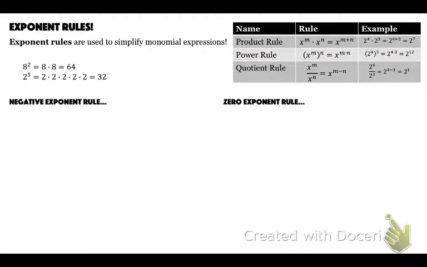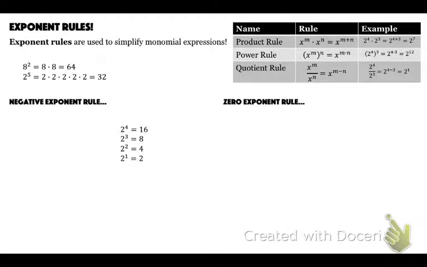Okay, so the last two rules, zero exponent rules and negative exponent rules, both of them are pretty cool rules, especially zero. So say you had 2 to the first power. Well, we know that is 2, right? 2 squared would be 4. Now, 2 cubed would be 8, as I'm just multiplying by 2 each time, and 2 to the 4th would be 16. Let's see how far I go. Okay, that's as far as I go.